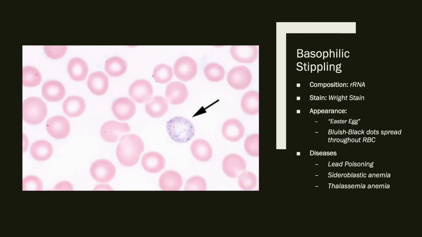With basophilic stippling, these are made up of aggregated rRNA. They'll be seen with a typical blood smear, the right stain, and they're going to look pretty evenly distributed across the cell. A lot of people think it looks like an Easter egg. It's got the bluish black dots just nice and even all over. This is a great picture of it. Patients that may have these include lead poisoning, those with sideroblastic anemias, and maybe a thalassemia as well.